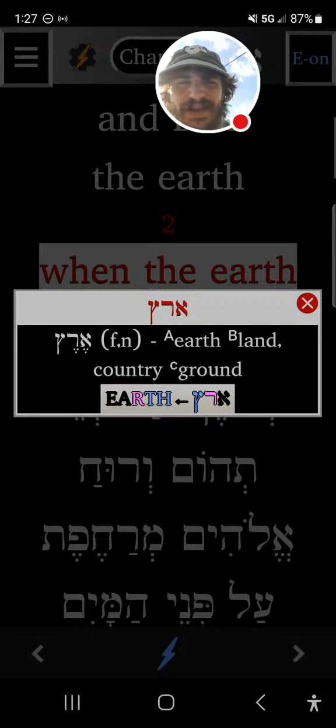Eretz is earth, land, country, ground. Now Aleph is connected to the E, the Resh is to the R, and the Tzadik to the TH. Earth, you can see how it's kind of the same word. Earth, Eretz, Earth.